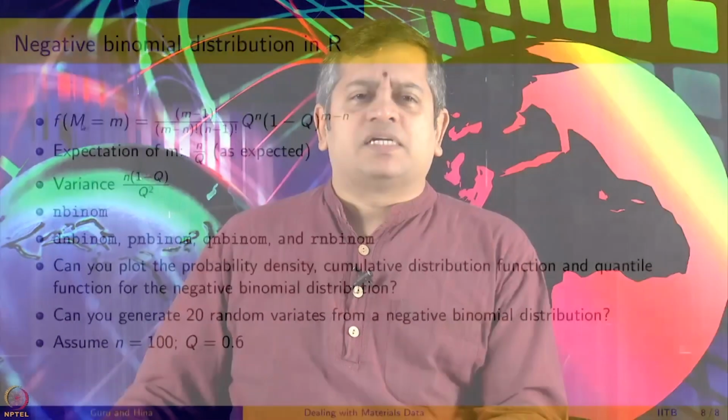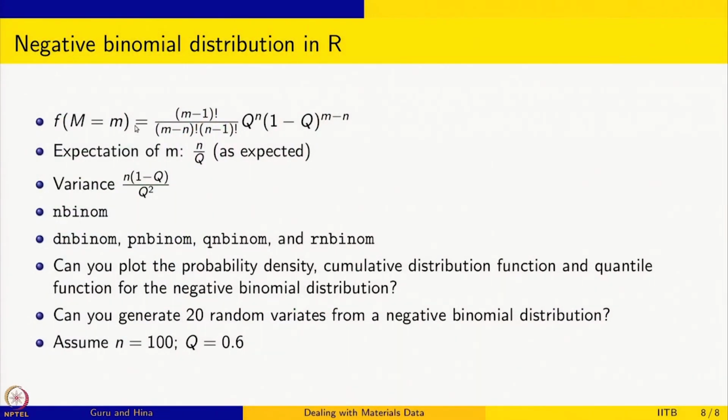So, the negative binomial distribution has the probability function, or the probability of the random variable taking a value m, and it is given by this expression: (m minus 1)! divided by (m minus n)! times (n minus 1)!, times q to the power n, times (1 minus q) to the power m minus n.